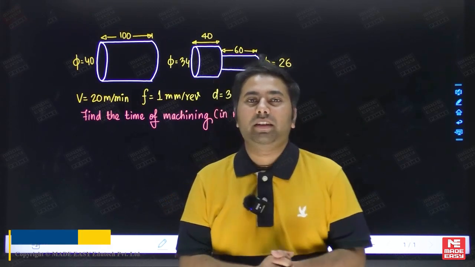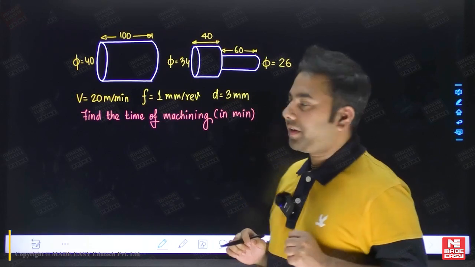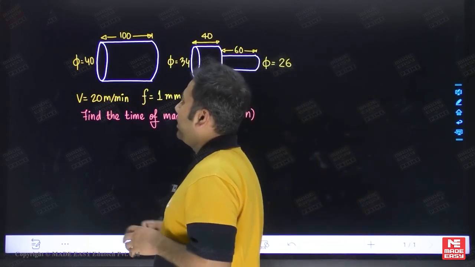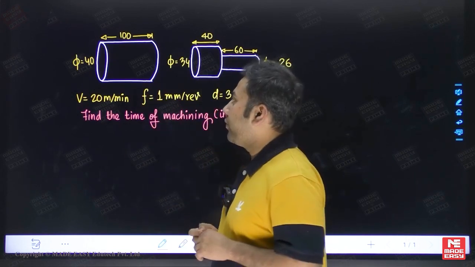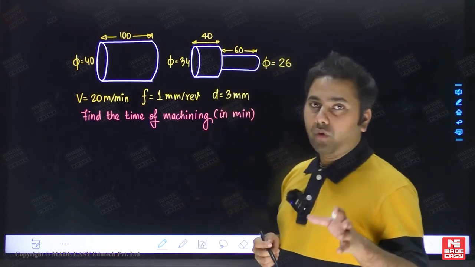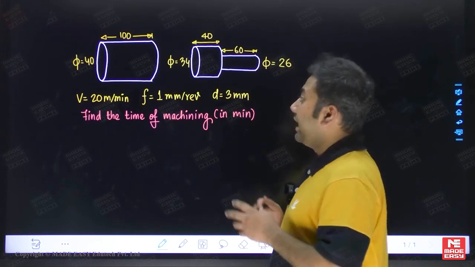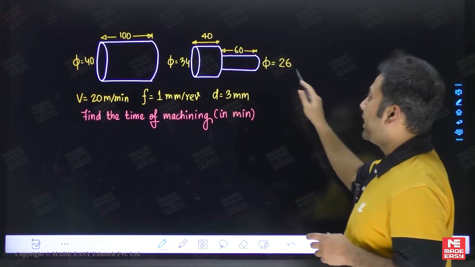So the question in front of us is from the turning mechanism. You can see that we have a cylindrical body with a length of 100 mm and a diameter of 40 mm, which has to be reduced down to 34 mm for a length of 40 mm, and for the remaining length of 60 mm the diameter has to be reduced down to 26 mm.